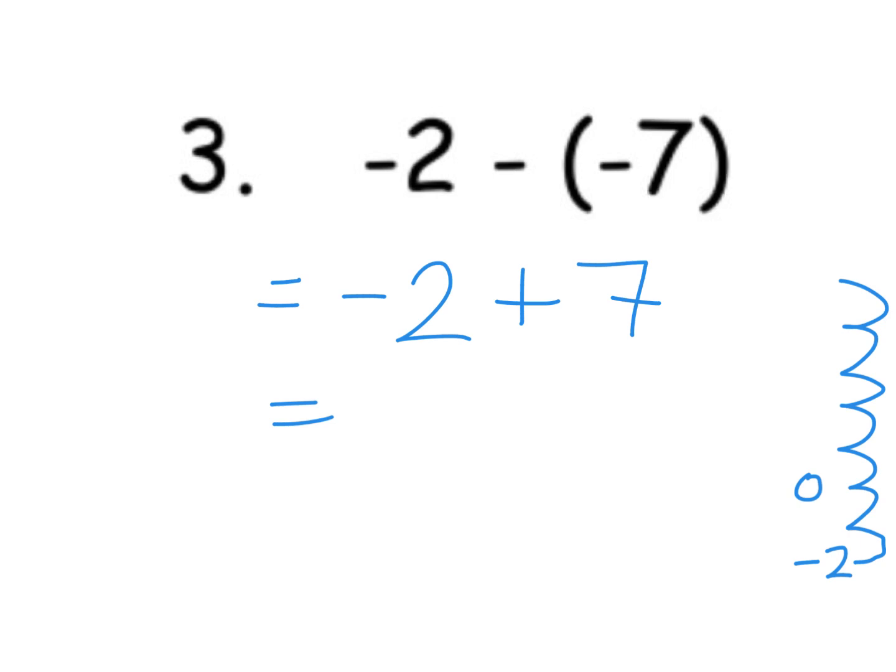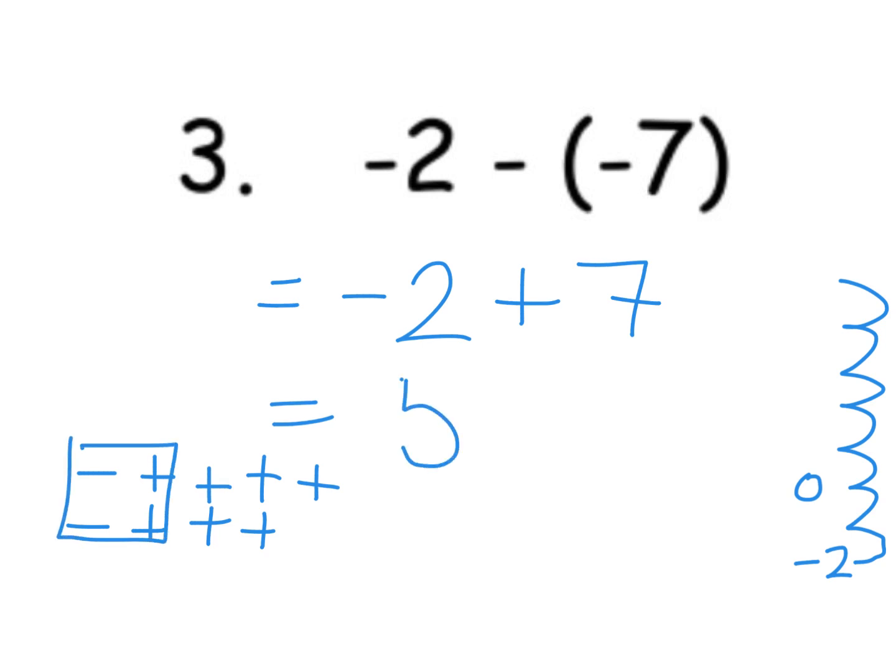Or you could bring in the thing with the positives and the negatives where they cancel out. So negative 2 is like having two negatives. Positive 7 is having seven positives. And then you match up all your pairs. So there's my two negatives and my 7 positives. There are my zero pairs. So I'm left with 5 pluses. So the answer is plus 5.